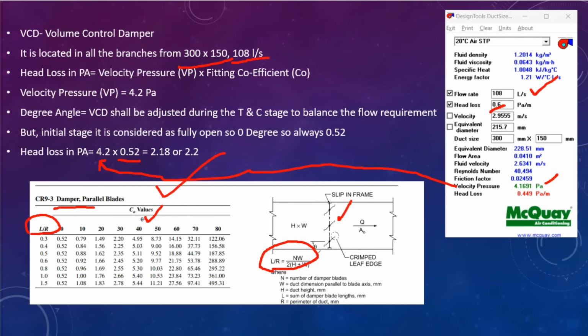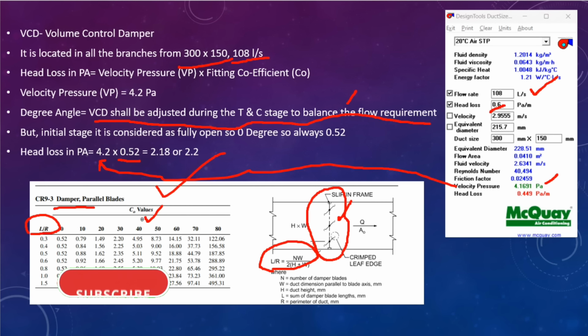But the initial practical thing is, at the time of starting, when you do this ESP calculation, you don't know how much this angle will be adjusted, because this VCD shall be adjusted during the testing and commissioning stage to balance the flow requirement. And that is the reason we cannot say that initially the angle is 30 degree, 40 degree, 50 degree. We cannot define at the very initial stage.